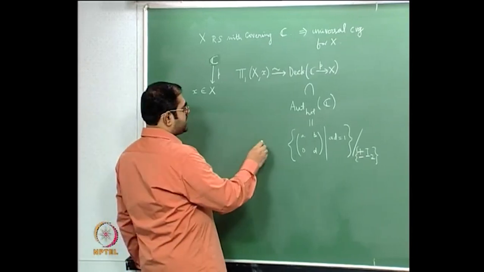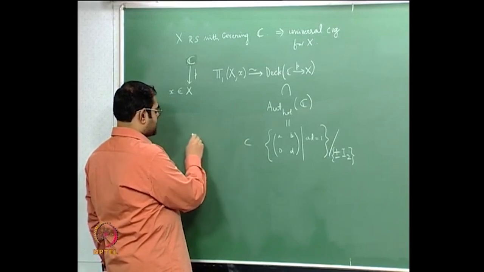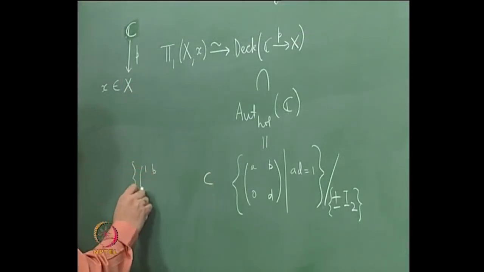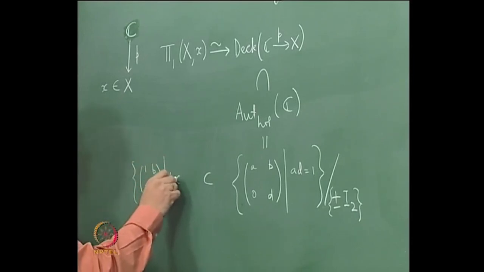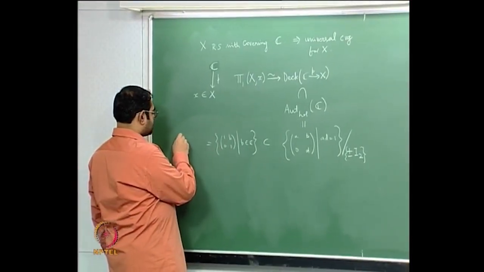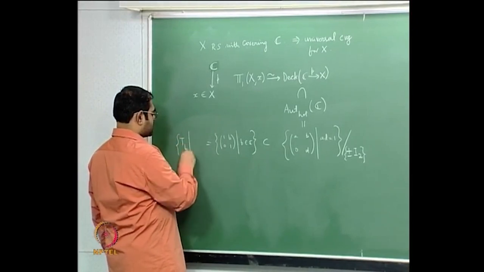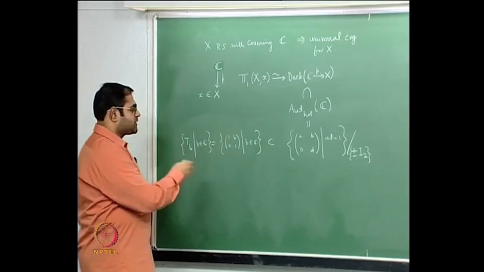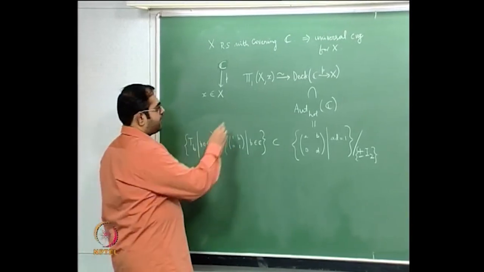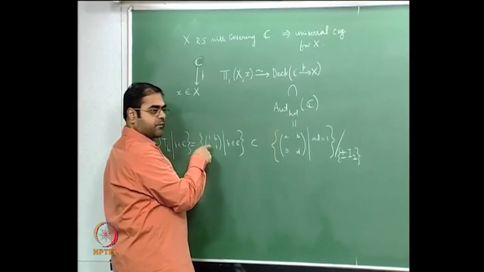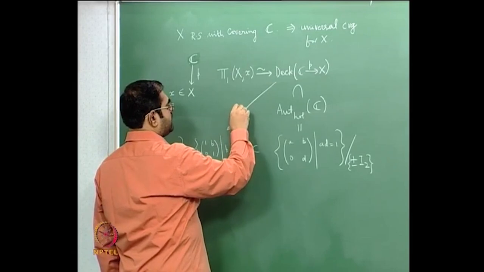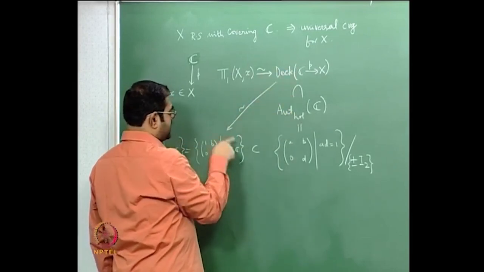So the moral of the story is there is the subgroup of translations, which can be written in the form 1 B, 0 1, with B in C. This is a subgroup here, and this is just the set of translations by complex numbers, where translation by B is just the map that sends Z to Z plus B. And the image of the fundamental group will actually land inside this subgroup.